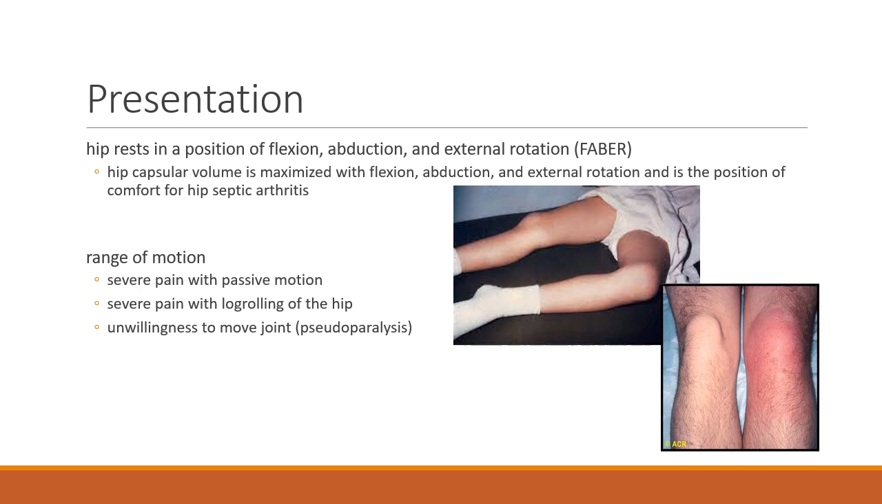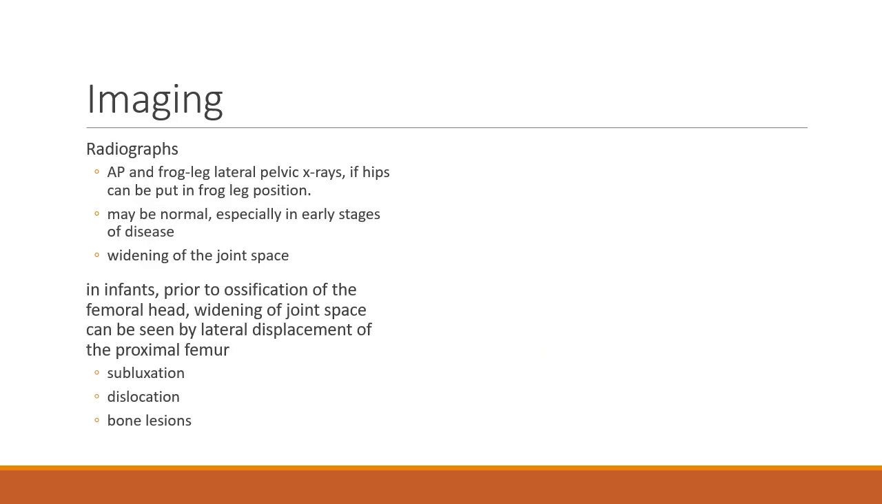For the knee joint, usually it is held in a little bit of flexion, 30 to 45 degrees of flexion. If you try to move the joint, it will be very painful for the patient. The patient will not allow you even to do a log rolling for the hip. The patient will hold the joint in a certain position and refuse to move it, and that's what we call a pseudoparalysis.